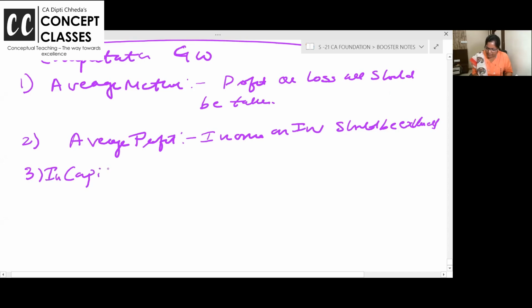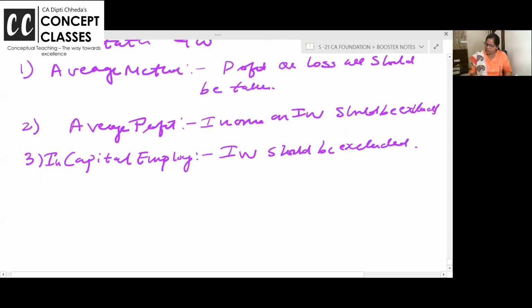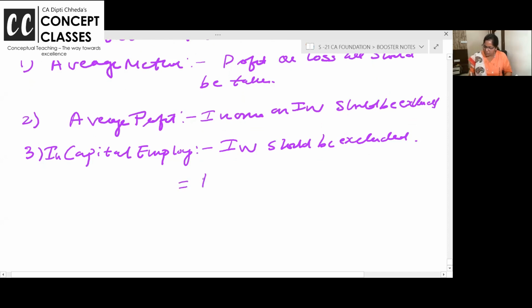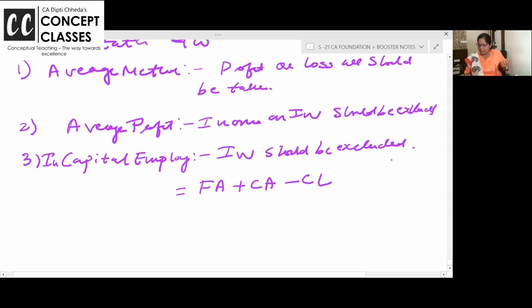In capital employed, investments should be excluded. What should be capital employed? Fixed assets plus current assets minus current liabilities. You can write FACA. These are your booster notes. Exclude investment. Take fixed assets, current assets, current liabilities for capital employed.